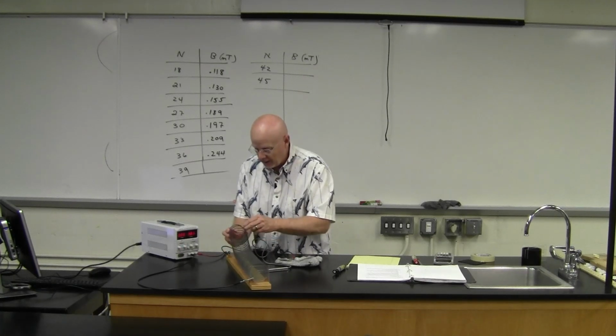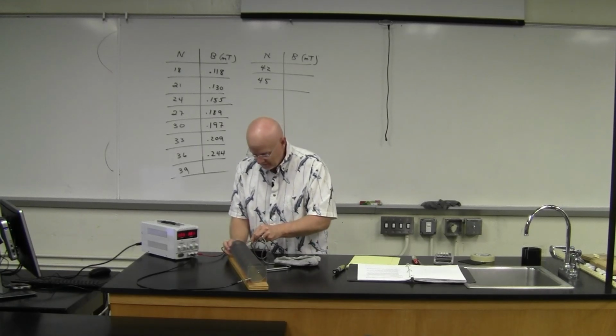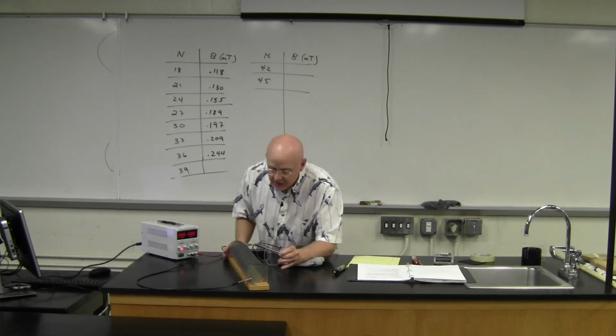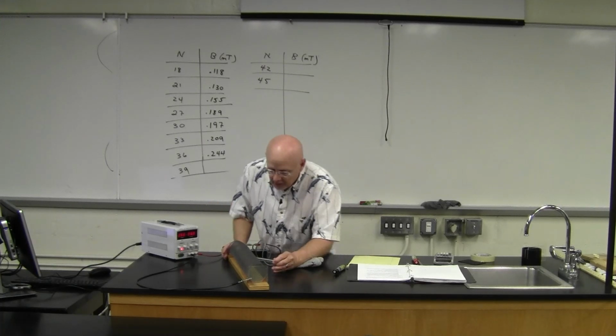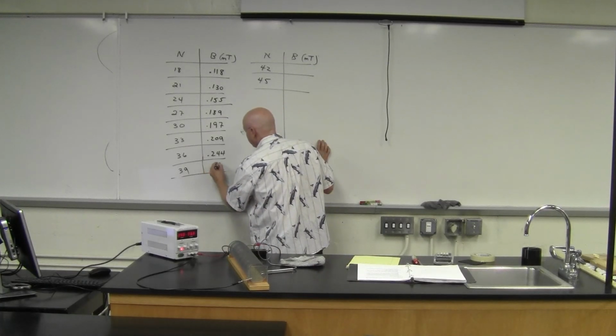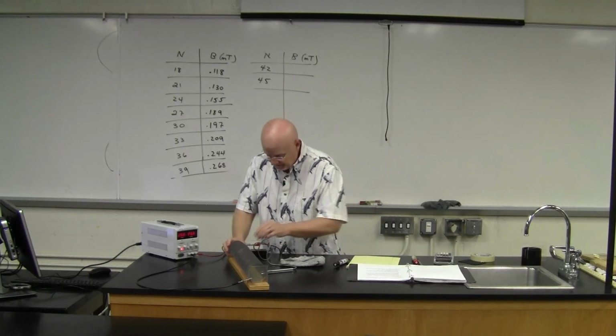Let's do another 3. 1, 2, 3. And pick it up. 2.5 amps. Find the middle again. Maybe right about there. Okay. Looks like 0.268. 0.268. And looks like we got 2 more to do.